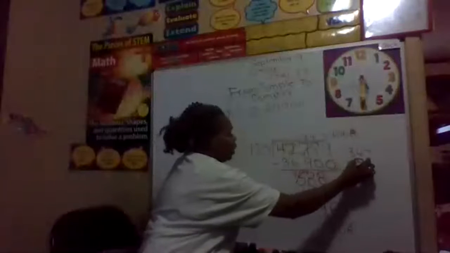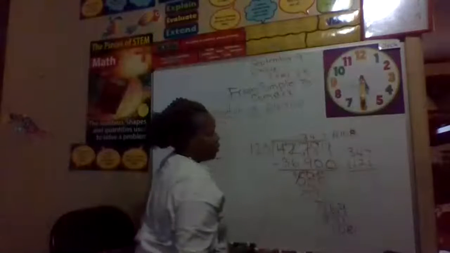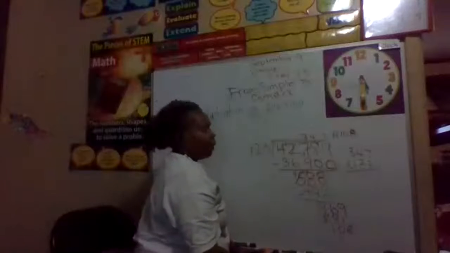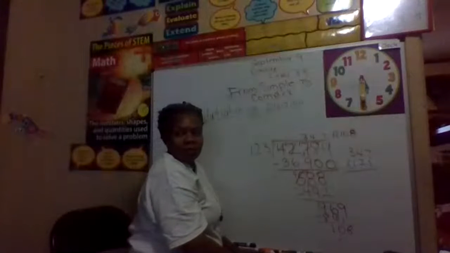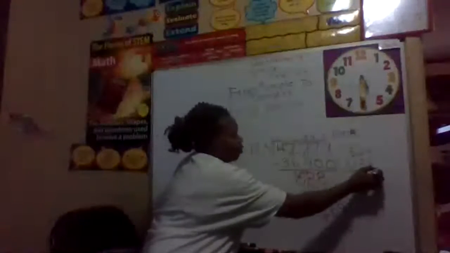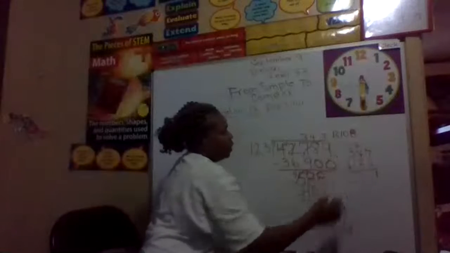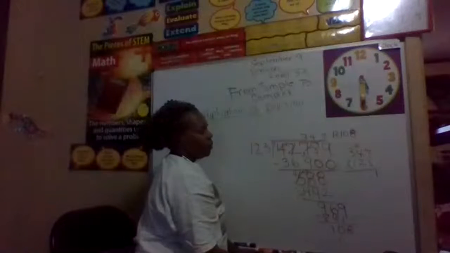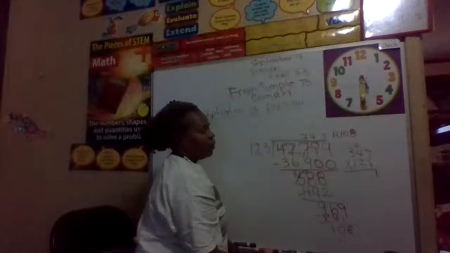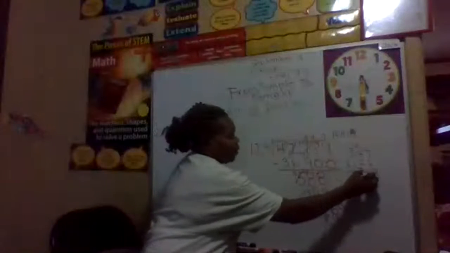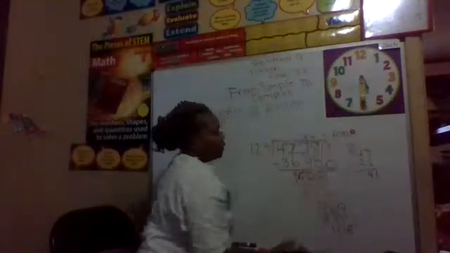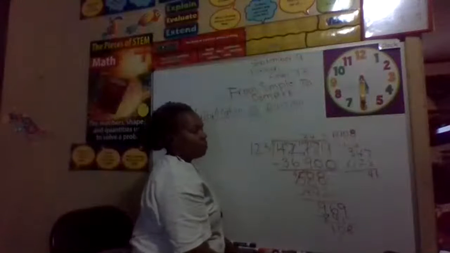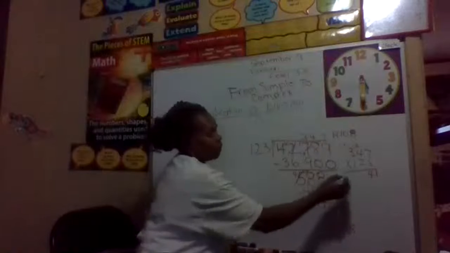347 times 123. Something you guys haven't done. Well, let's try it. What are we doing first? 7 times 3 is 21. Putting up the 2. What's next? 3 times 4 is 12, plus 2 more, 14. Putting up the 1. What's next? 3 times 3 equals 9, plus 1 equals 10.